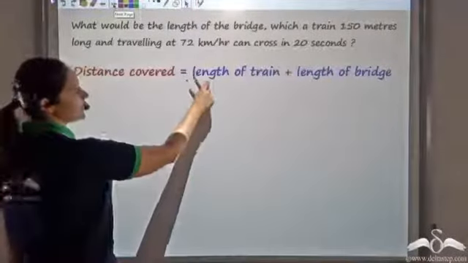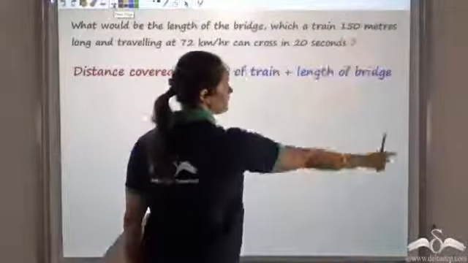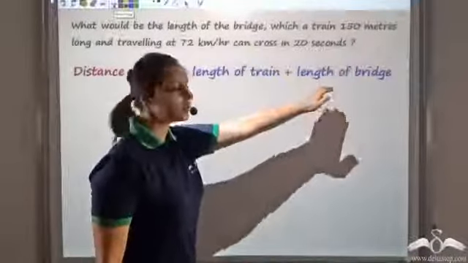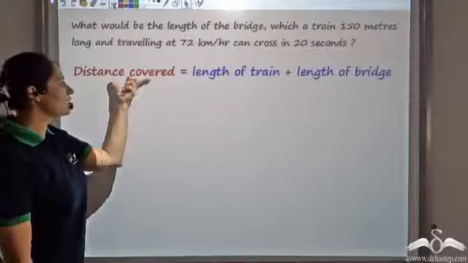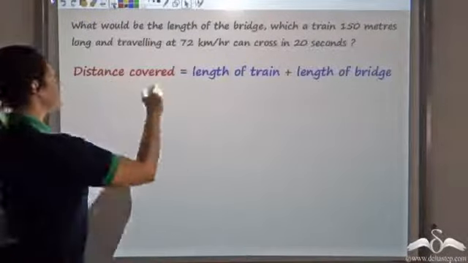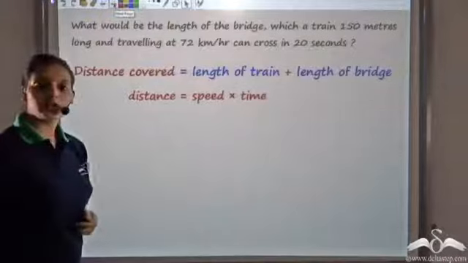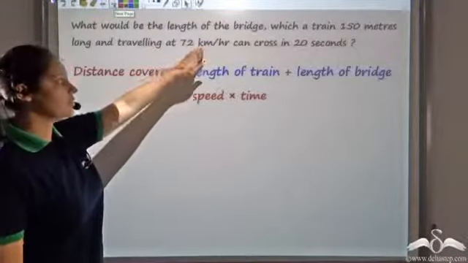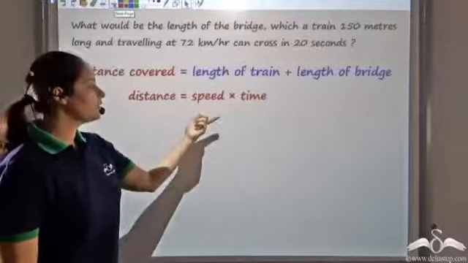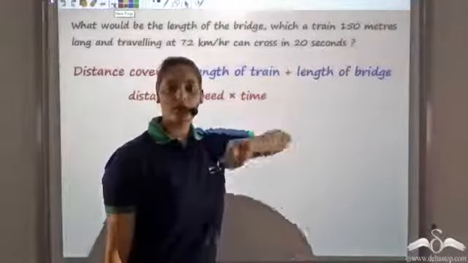Now I know the length of the train, which is 150 meters. I want to find the length of bridge. So I need to find the distance covered for that. So we need to find the distance. And distance can be found by speed into time. So we know the speed of the train, which is 72 kilometers per hour. We know the time that it takes, which is 20 seconds.